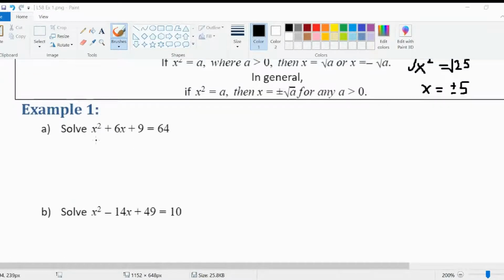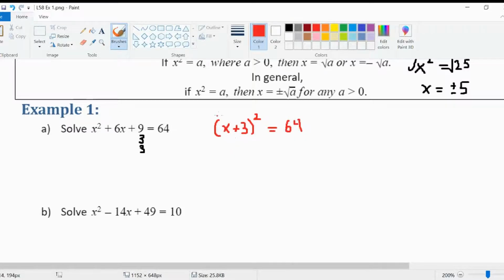So looking at example 1, solve x squared plus 6x plus 9 is equal to 64. Now this trinomial is a basic trinomial, but it is very special because the numbers that multiply to 9 and add to 6 are both the same, 3 and 3. So that means that we're dealing with x plus 3 times x plus 3, which can be rewritten as x plus 3 squared. And that's going to be set equal to 64.